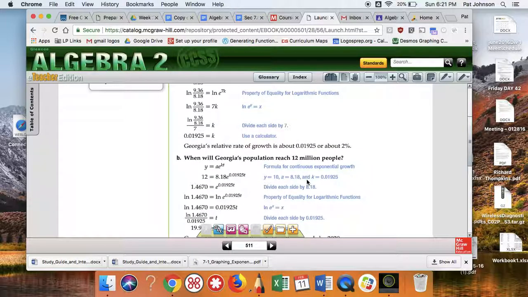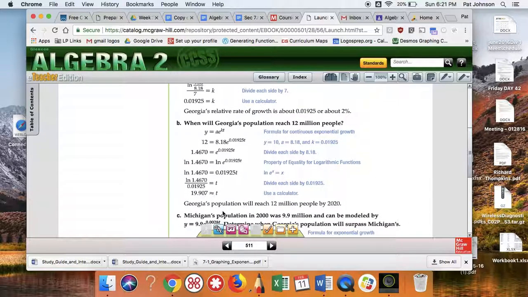Then it's just solving. Okay, again, this 8.18 times this, so we divide both sides by 8.18 using algebra. Then we take the natural log of both sides, so we get rid of this e, and this side simply equals 0.01925 times t. Then we divide by this rate, and we get t is approximately 9.907 years, which means the population will reach 12 million people by 2020.